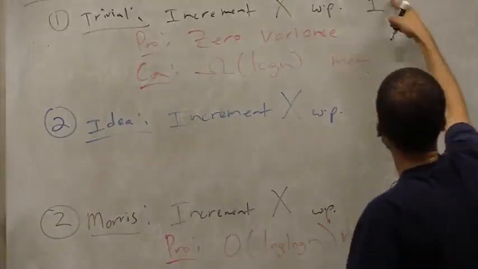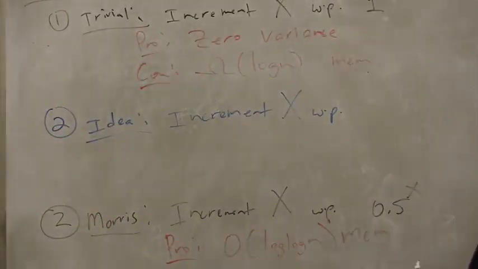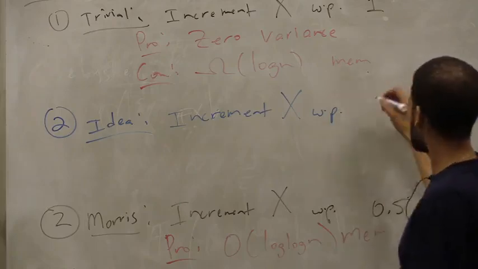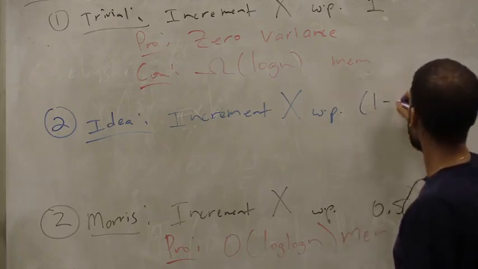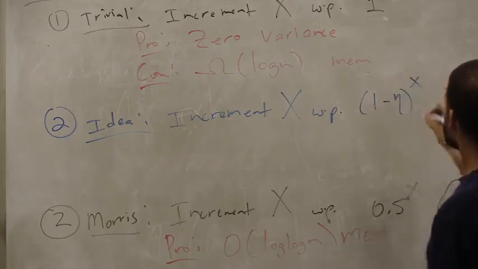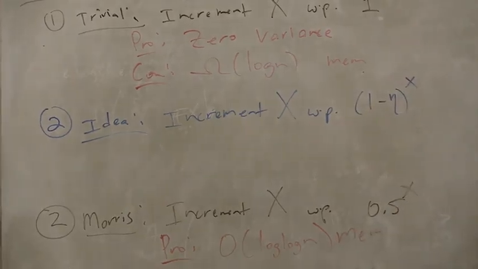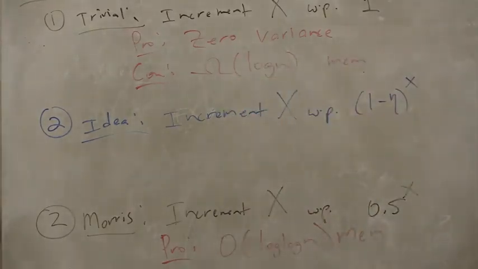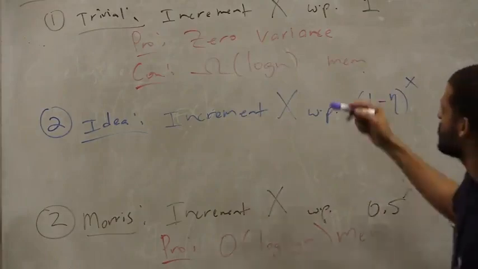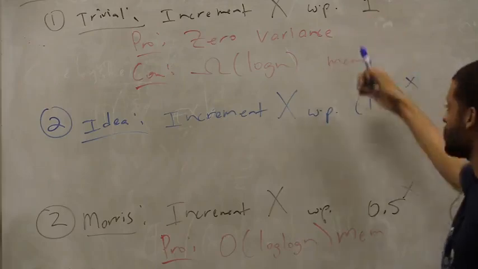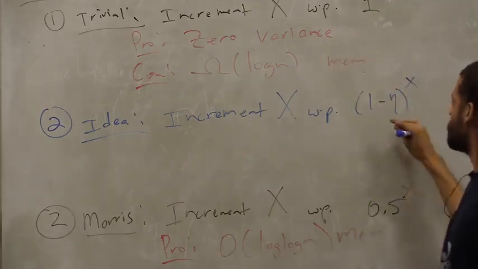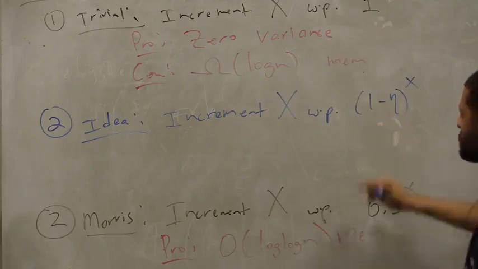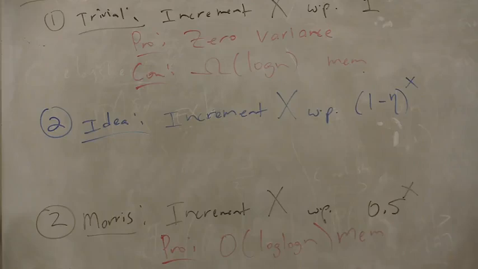So instead of incrementing with probability 1 to the x, instead of incrementing with probability 0.5 to the x, we'll increment x with probability very close to 1, but not exactly 1: 1 minus eta to the x. So now, intuitively, it makes sense. The variance is not going to be 0 anymore because there is something probabilistic happening here. But the probability of incrementing is so close to 1 that the variance should at least be better than this.